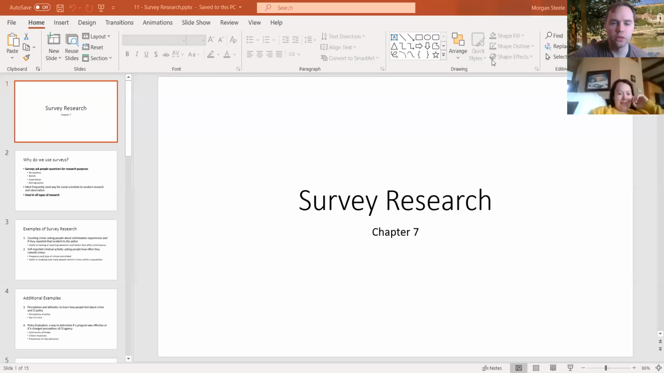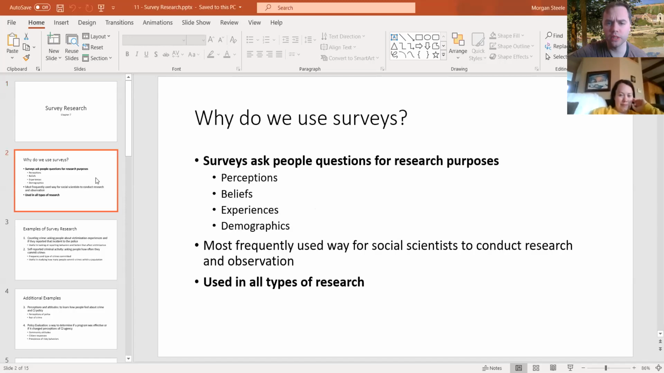Okay. So this week we're talking about survey research, how it's done, why we use it, and the particulars involved in designing the survey itself. So we use surveys for basically every type of research we have, things that we can just ask people directly, like their perceptions, their beliefs, their experiences, and also just basic information like demographics, how much money do you make, your race, ethnicity, age, etc.